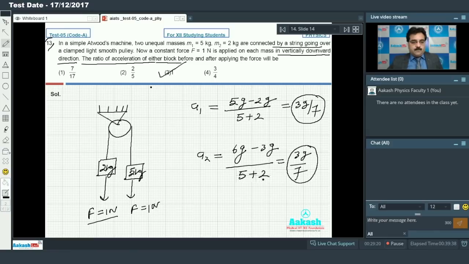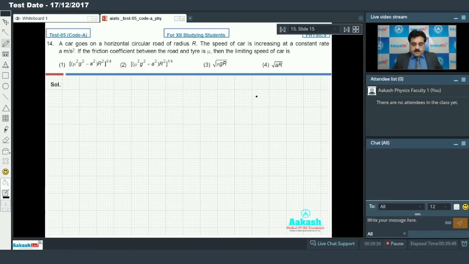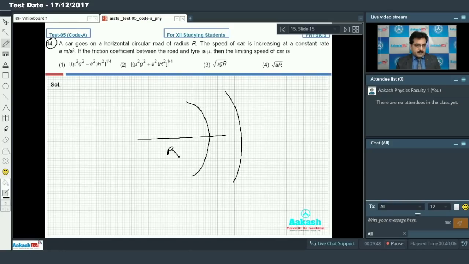So let's move on to question number 14. A car goes on a horizontal circular road. Let's suppose this is the horizontal circular road. Radius is r. The speed of the car is increasing at a constant rate a meter per second square. So this is the value of tangential acceleration. If the friction coefficient between the road and tire is mu, then the limiting speed of the car. Limiting speed of the car, meaning I want to talk about safe motion.